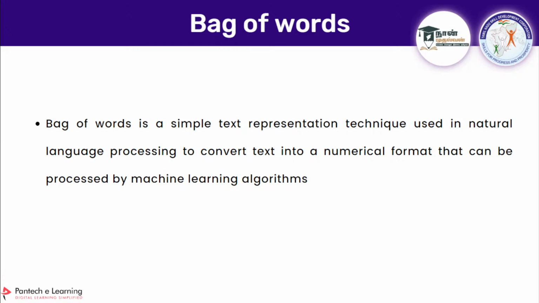So now we have done some basic pre-processing and we want to go into converting them into numerical format. How are we going to do it? First, we are going to see an option which is nothing but bag of words. Bag of words is a simple text representation technique used in NLP to convert text into numerical format that can be processed by a machine learning algorithm. Once you've done it, you can give it to the machine learning model for further processing, whether it is a classification problem or something like that.